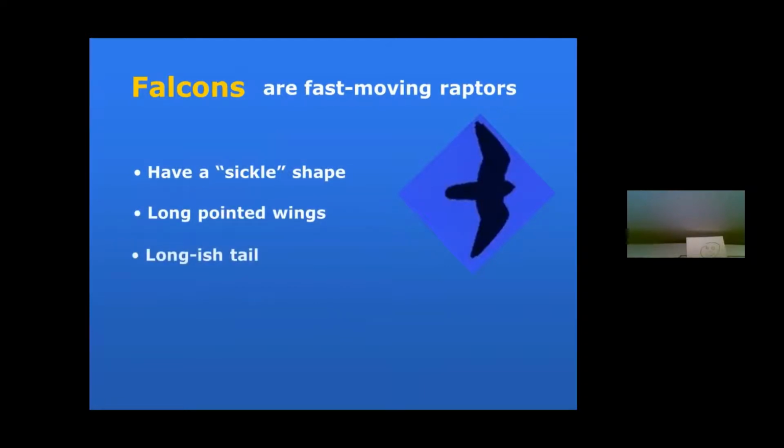Falcons have sickle-shaped wings, delta wings, pointy wings, and a longish tail compared to their body size. They rarely soar. They do sometimes, but rarely; you won't see them soaring like buteos. They're built for speed, totally. Our most common is the American kestrel. We see them on phone lines and on telephone poles.